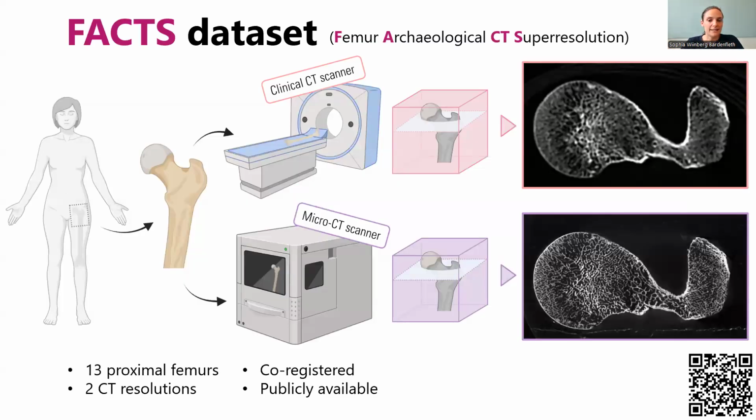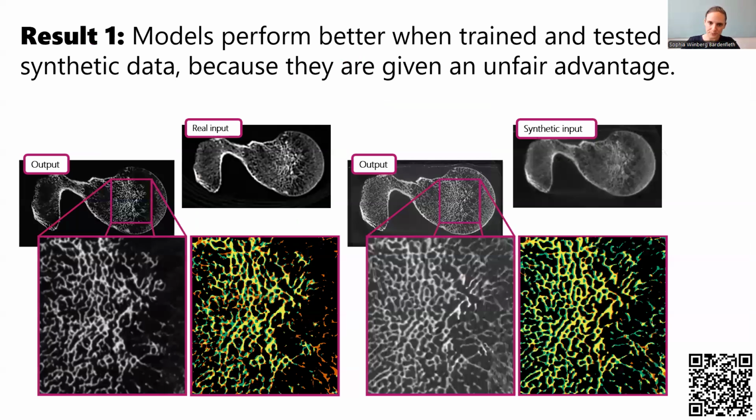The FACT dataset consists of 13 proximal femurs from archaeological human bones. They're scanned with both a clinical CT scanner as well as a laboratory micro-CT scanner, and the resolution difference is about 1 to 4. The volumes are registered with ITK-SNAP, ensuring voxel-to-voxel correspondence. We're making the dataset publicly available for download so that other researchers may use it as a benchmark when evaluating medical image super-resolution models. So, on to the results.